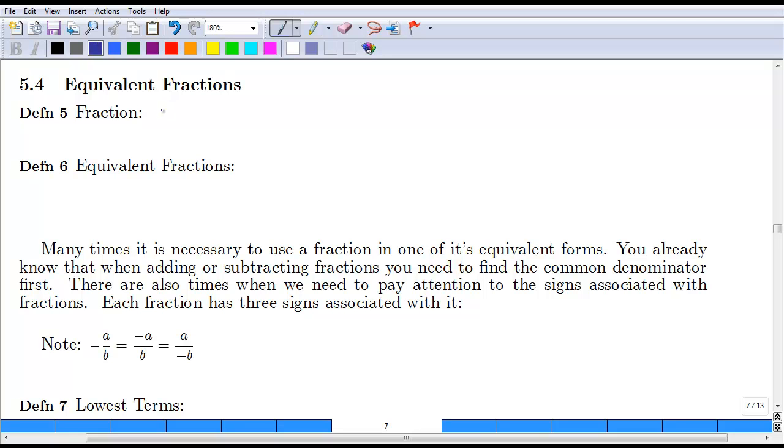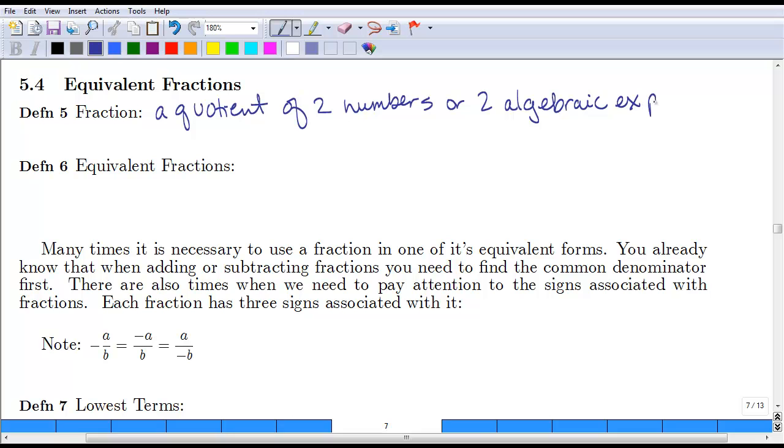A fraction is considered to be a quotient, which is the math term for division. So it is a quotient of either two numbers or two algebraic expressions. So, like I said, you've probably seen fractions before. I'm sure you have. Sometimes they're numbers, sometimes they have variables and other terms in there. In that case, they're algebraic expressions.